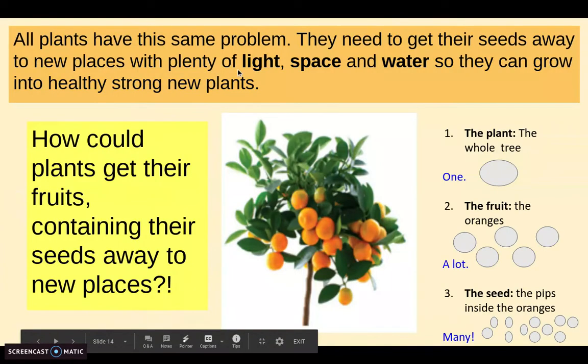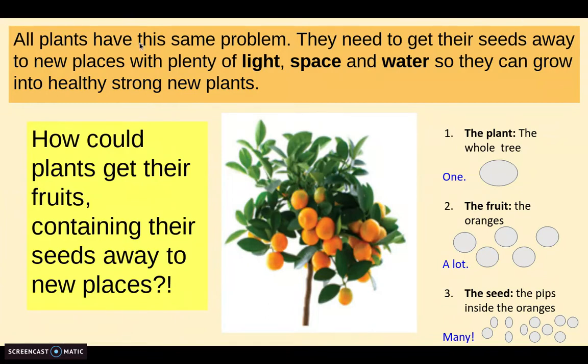All plants have the same problem. They need to get their seeds away to new places with plenty of light, space and water so they can grow into healthy, strong new plants. But how could plants get their fruits containing their seeds away to new places? This is what we're going to find out.